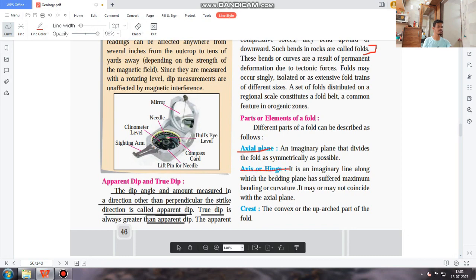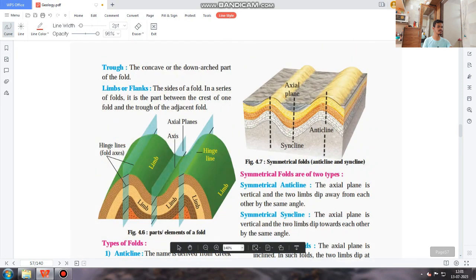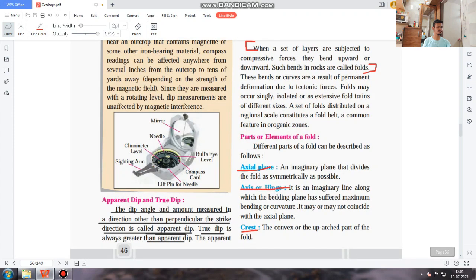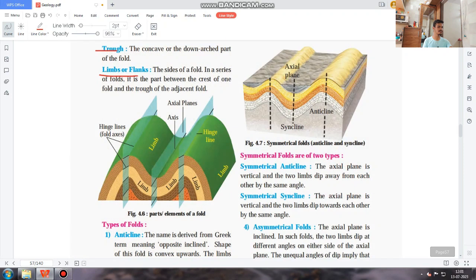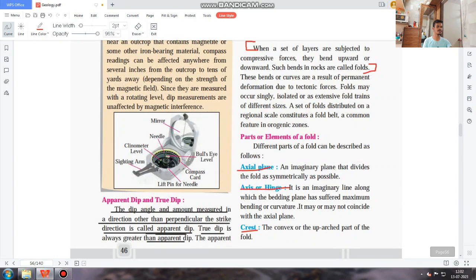Elements of fold: axial plane, axis or hinges, crest, trough, limbs or flanks. Yes, this is the axial plane, and this is the axis over here. This is your hinge line. These are your limbs: left limb, right limb.